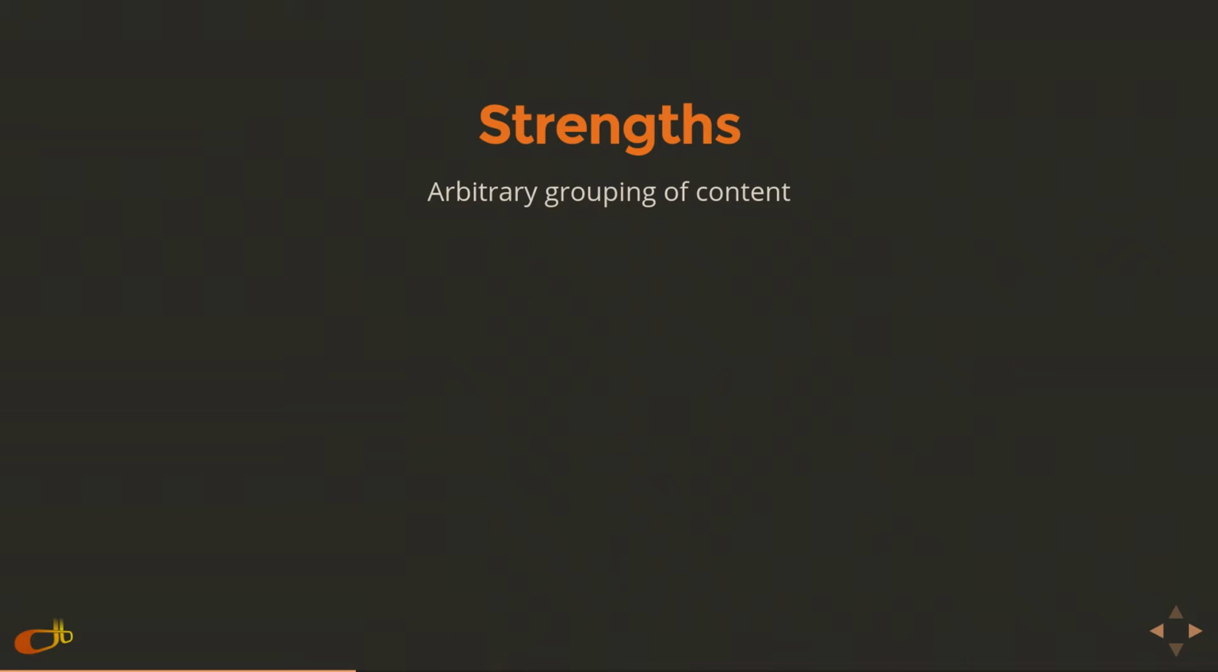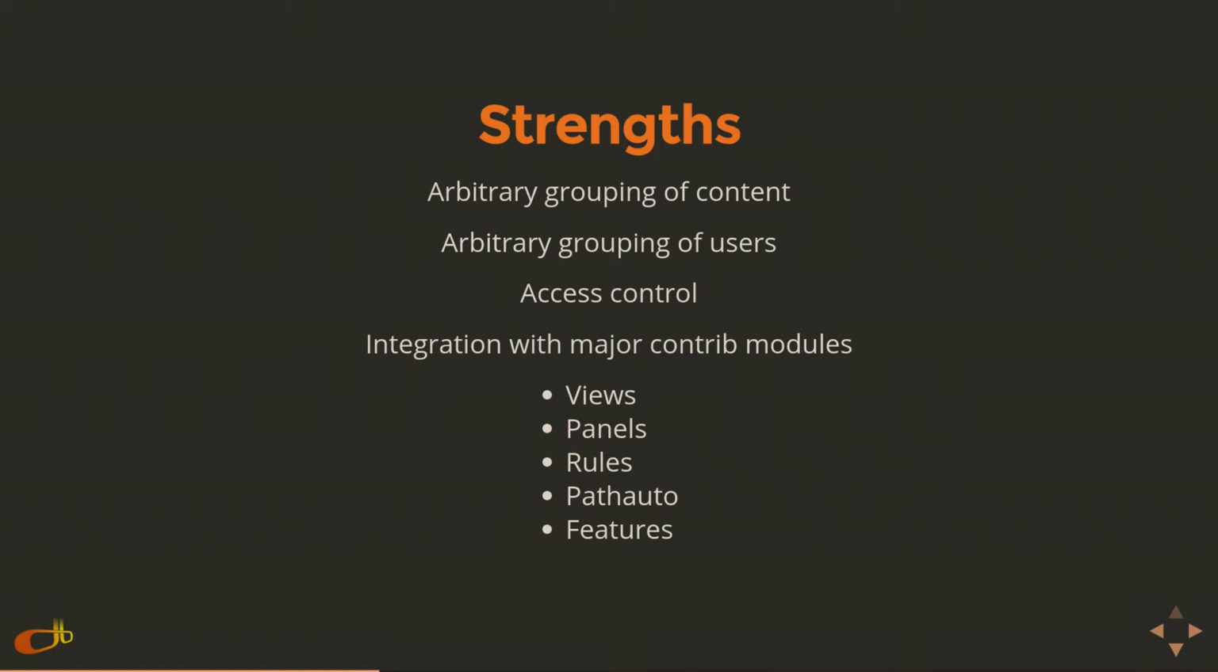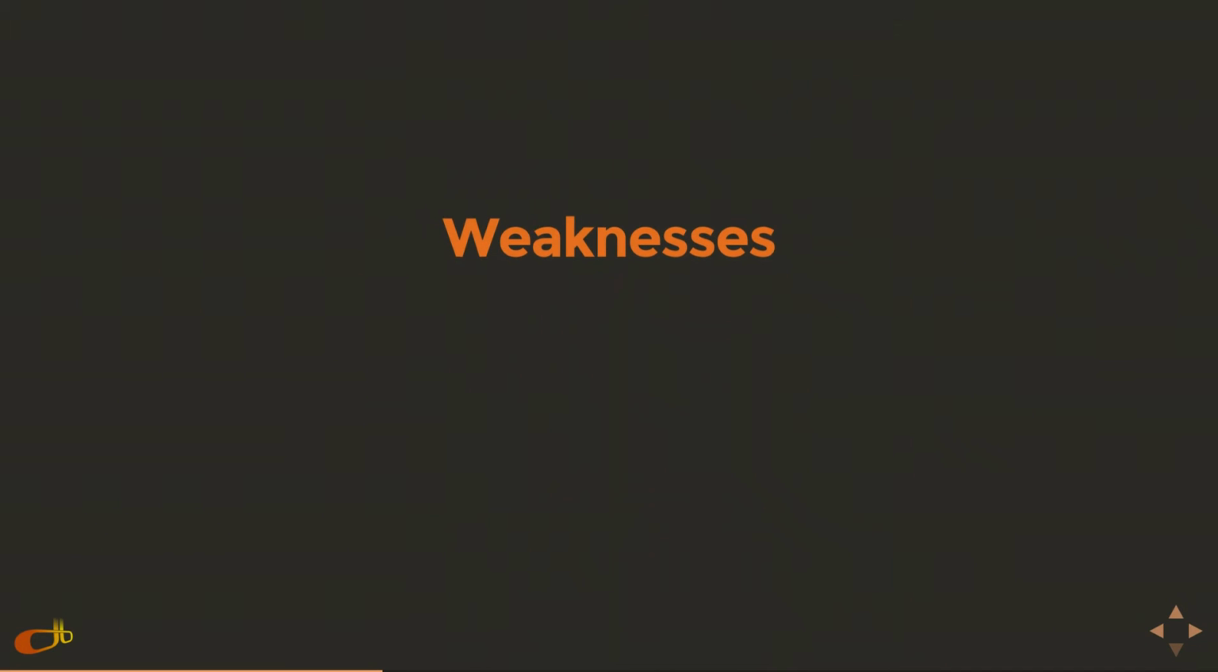Let's take a look at what organic groups and group really have in common. So the strengths: they allow you to group content arbitrarily. There's no rhyme or reason to it. It's really whatever you want, which is really handy. You can arbitrarily group users as members of those groups. Once again, really useful because Drupal doesn't really have anything for that by default. You just kind of have users with roles. And there's access control. Access control is really nice because once again, Drupal is, well, you can view all this content or you can view none of it. There's nothing really in between by default. And both of them integrate with the major contrib modules: Views, Panels, Rules, Pathauto, Features, a bunch of other ones I'm sure I forgot.